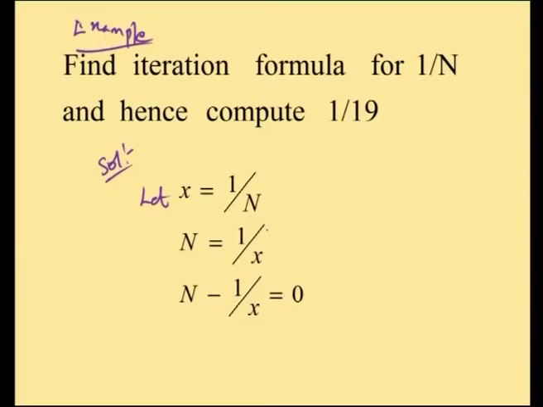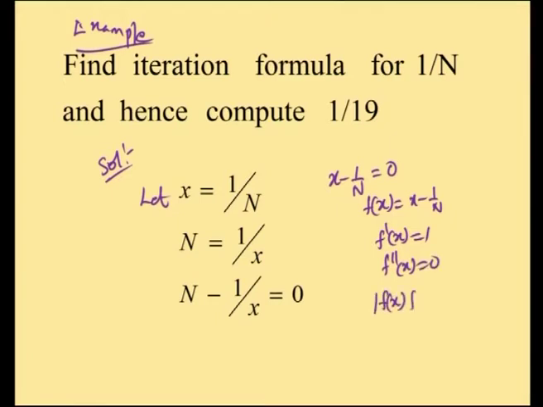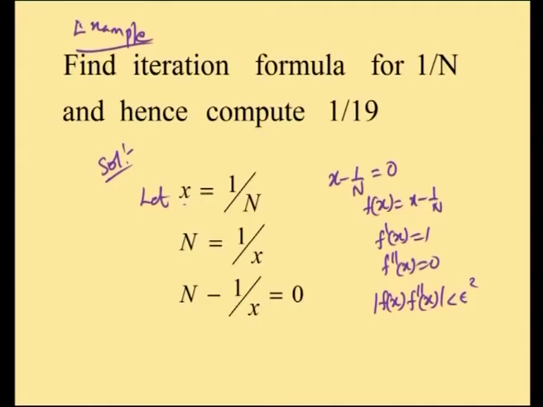So, if I take x minus 1 by n, then f of x is equal to x minus 1 by n, so that f dash of x is equal to 1 and f double dash of x becomes 0, and we can't satisfy the condition for convergence, which is modulus of f of x into f double dash of x less than epsilon square, because it happens to be equal to 0, since f double dash of x is 0. So, x is equal to 1 by n should be considered as n is equal to 1 by x, and n minus 1 by x equals 0.